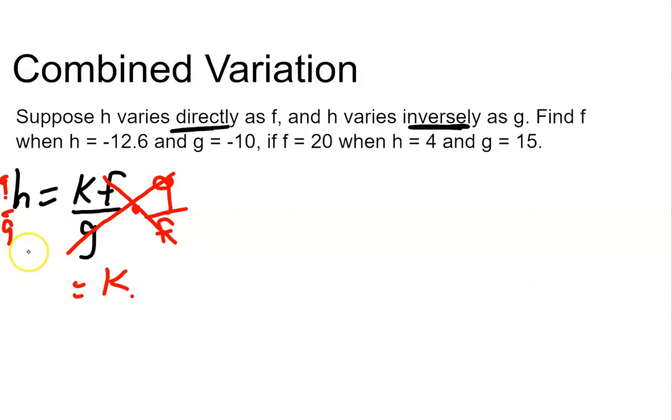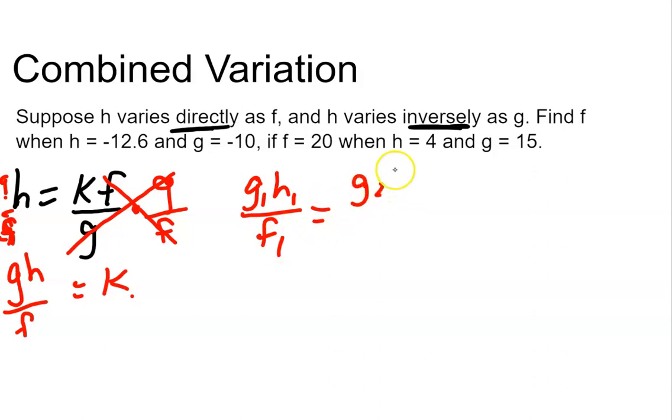So I'm going to have the constant equals GH divided by F. This should have been an F right here. So now I'm going to have G1 H1 over F1 equals G2 H2 over F2. So now I need to find F1 when H1 is negative 12.6 and G1 is negative 10. If F2 is 20, H2 is 4, and G2 is 15.